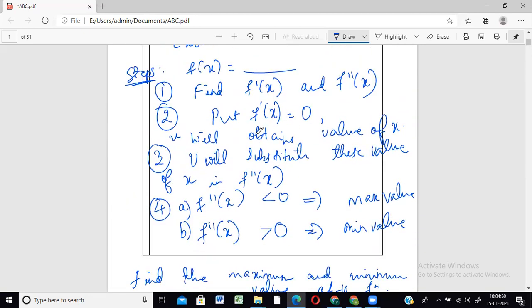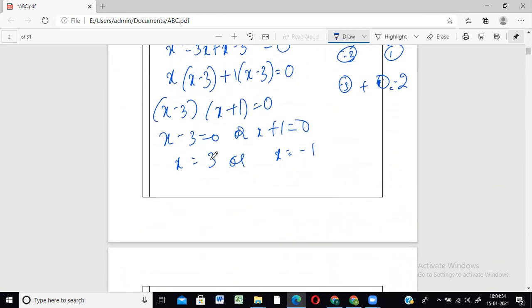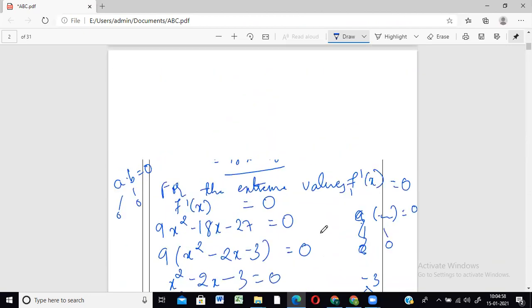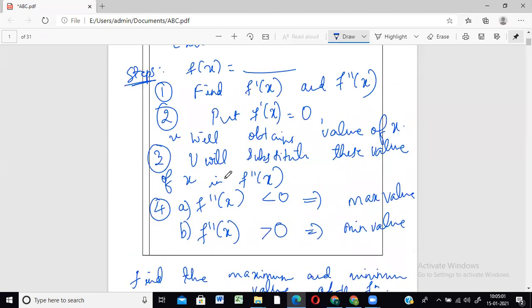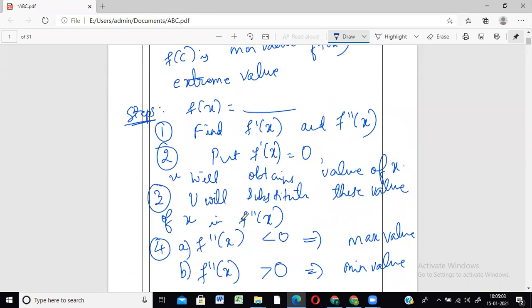Put f dash of x equal to 0, you will obtain values of x. Yes, we have obtained values of x. What are our values? 3 and minus 1, right? Now, what after the second step? You will substitute these values of x in f double dash x.